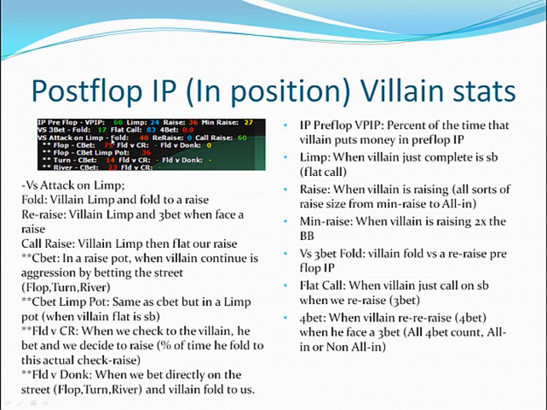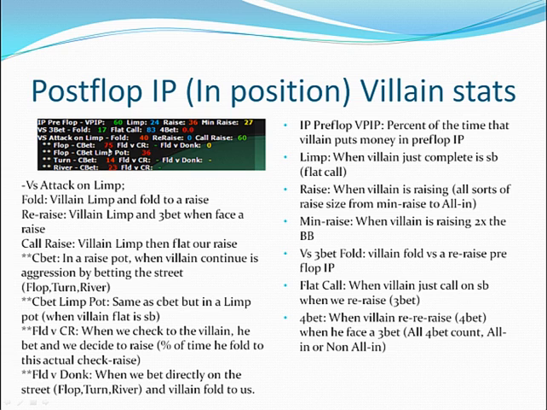Versus attack on limp, fold, this means when the villain limped and folds to a raise in position. Re-raise, this is whenever the villain limped and 3-bets when facing a raise, so this stands for whenever the villain limped a small blind, we raise him and he decides to re-raise, so he decides to 3-bet us. Call raise, when the villain limped then flat calls the raise.